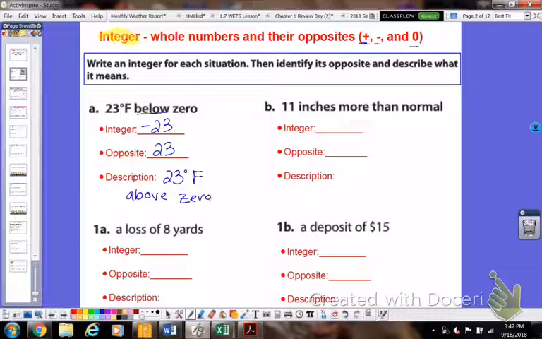All right, moving right along. 11 inches more than normal. More is our keyword there. More is positive, so our integer would be 11. Opposite of 11 would be negative 11. And our description, 11 inches less than normal.